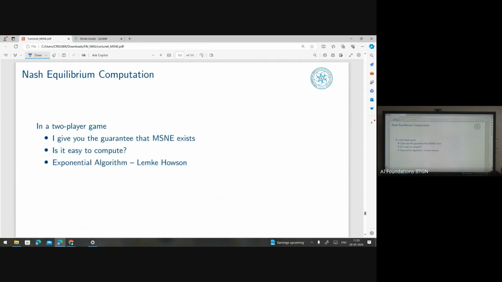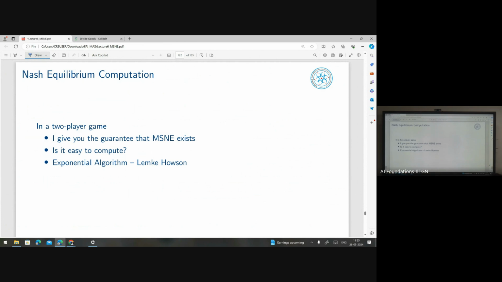So the exponential algorithm: there is an algorithm to find a mixed strategy Nash equilibrium in 2-player games, and that's called Lemke-Howson. It's an exponential algorithm in the worst case. I won't be covering that, it's a very complex algorithm, but if you are interested, you can check it out.